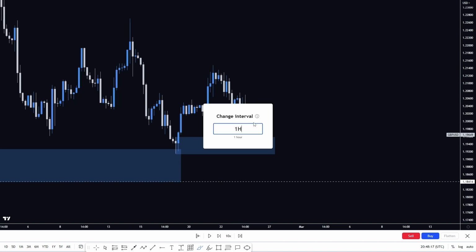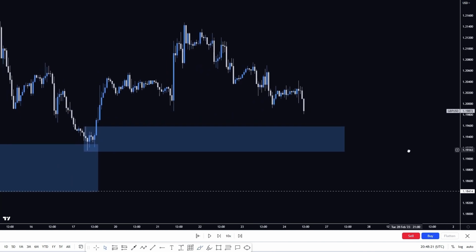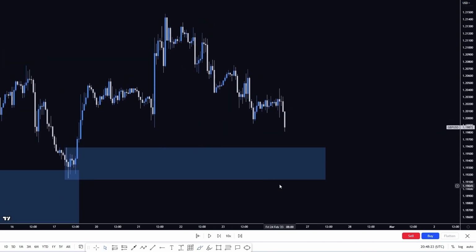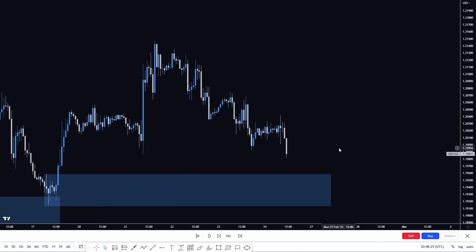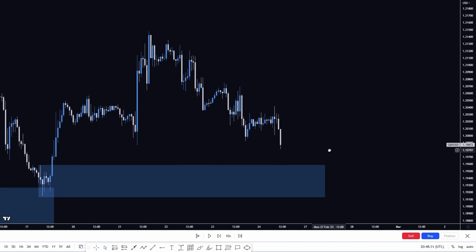So let's have a little look at that now. Okay, so now I'm on the 1 hour time frame. We've got our higher time frame area of support in. So now I just want to identify what's actually happening on the 1 hour time frame. As you can see, the 1 hour time frame started this kind of bearish move to the downside.